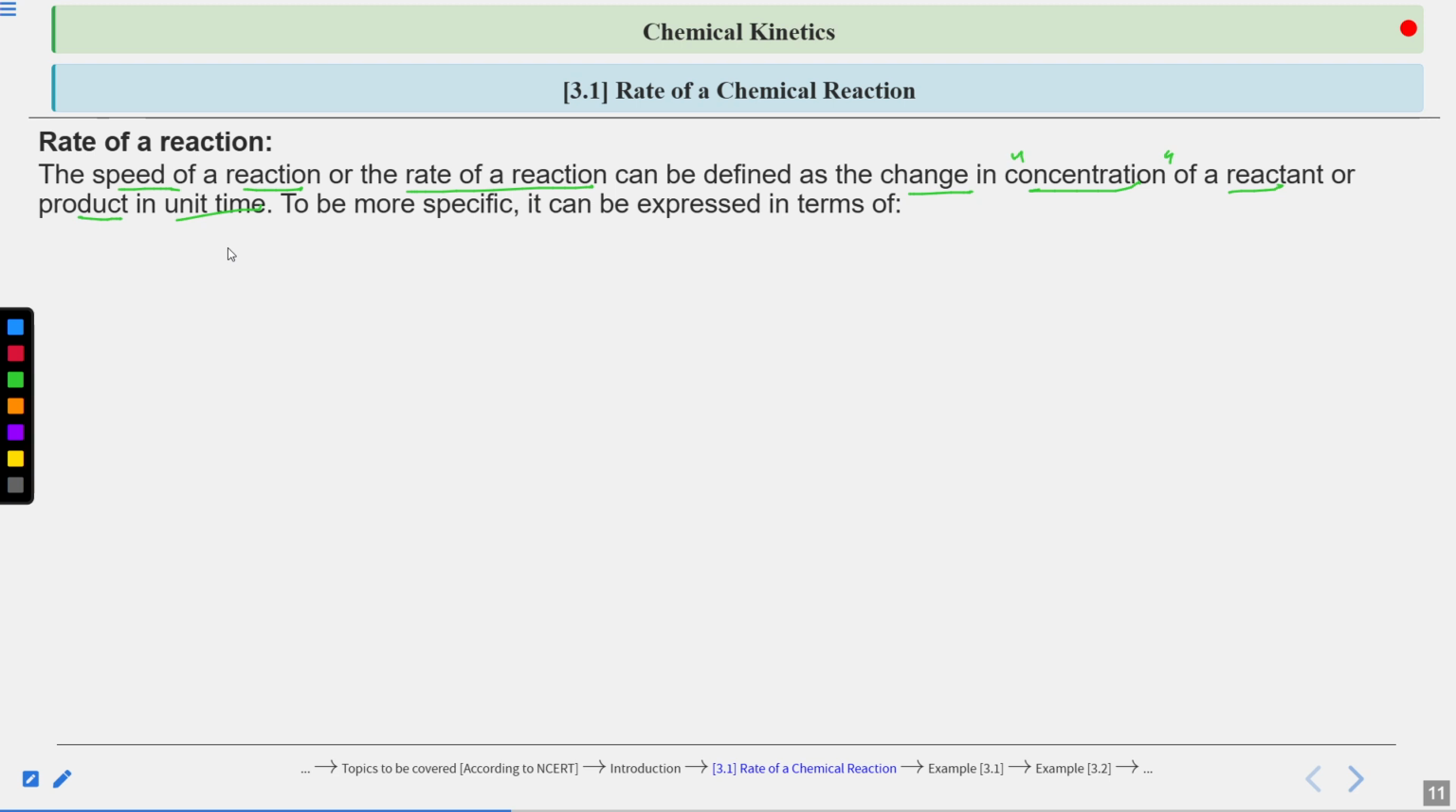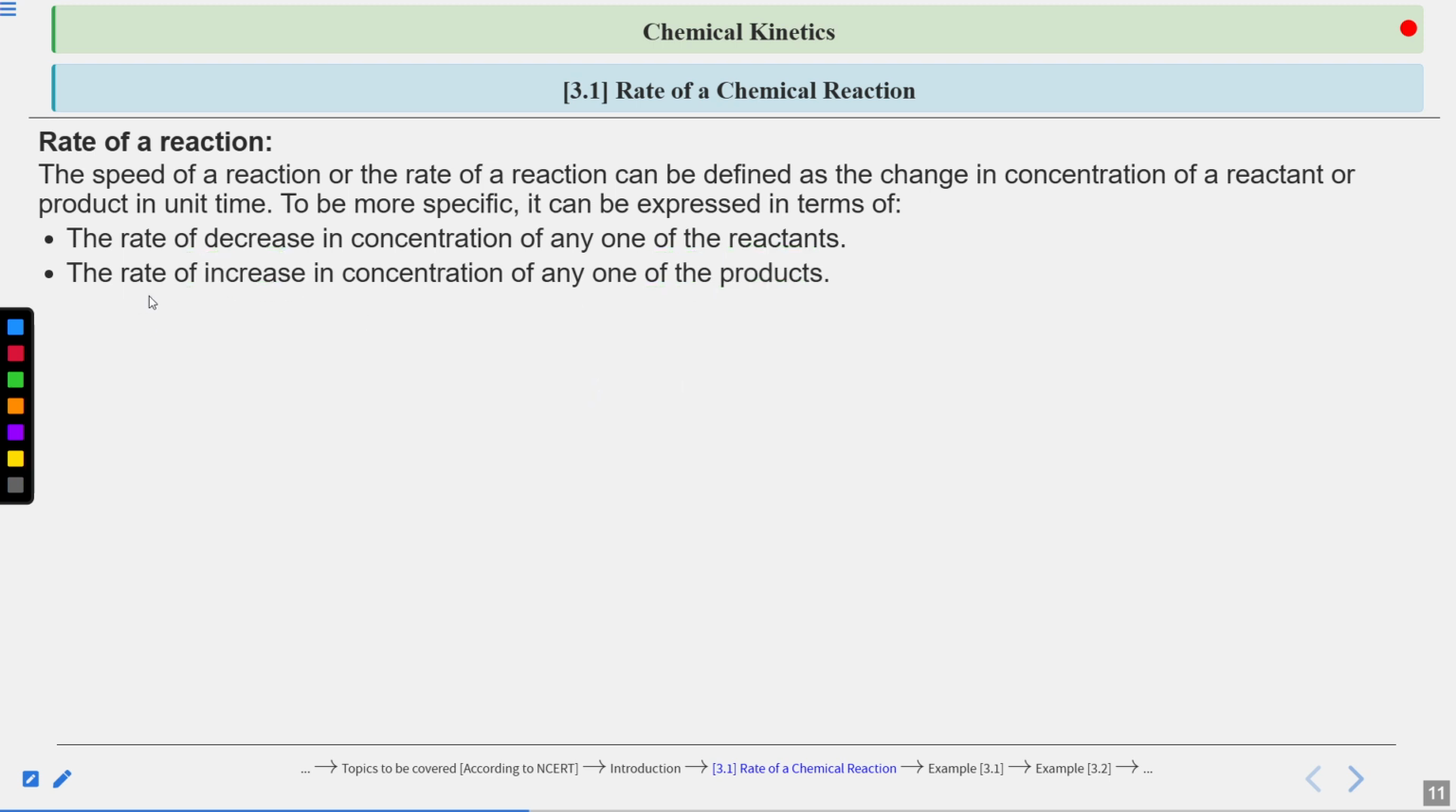That means in our reaction, how our reactant is changing with time, or how the concentration of the reactant or the concentration of the product is changing in unit time, that will be defined as the rate of reaction. Now, to be more specific, it can be expressed in terms of the rate of decrease in concentration of any one of the reactants. That is, how the concentration of the reactant is decreasing. What is that rate of decrease of the concentration of any one of the reactants?